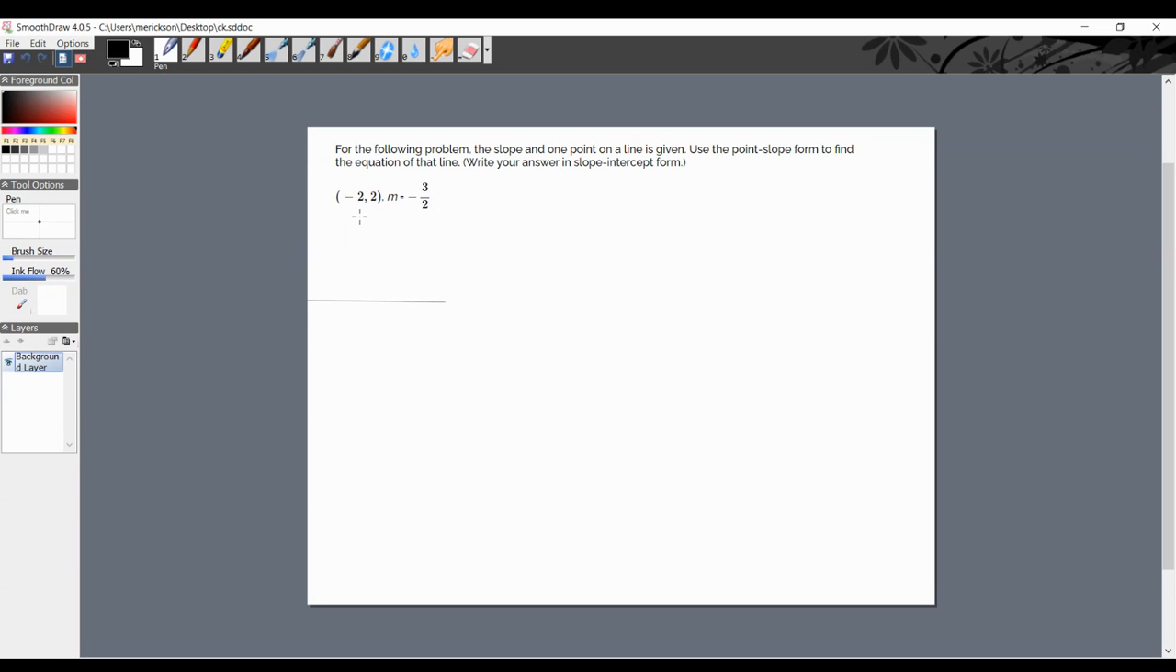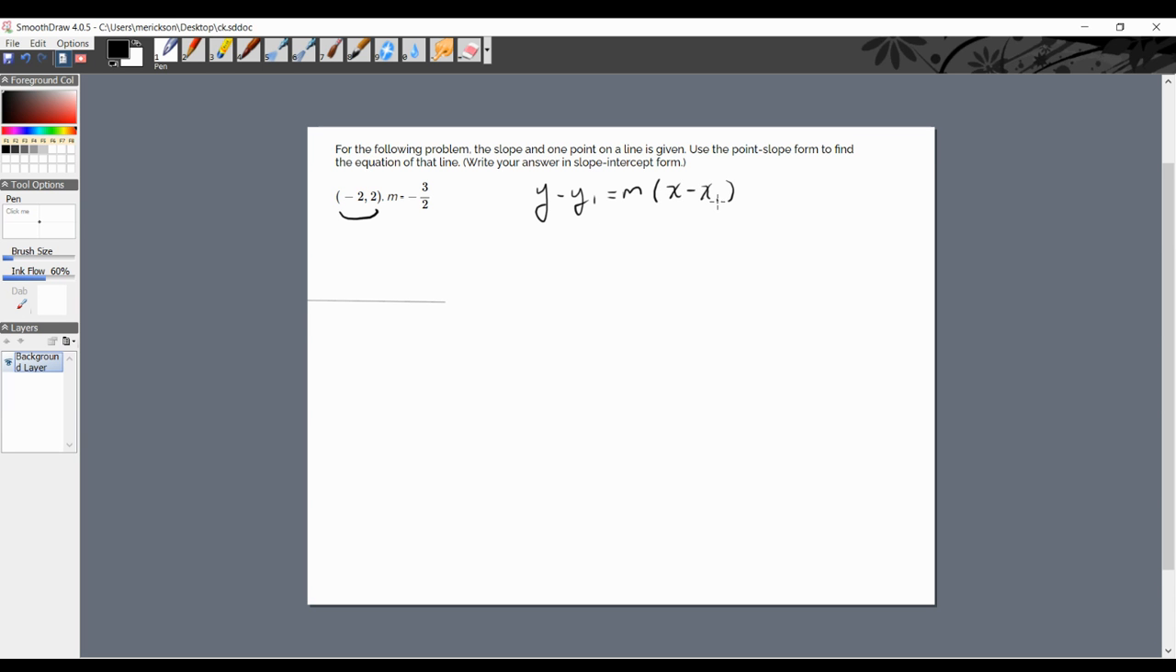Okay, we're going to write the equation for this line, and this line goes through a point. It goes through the point (-2, 2), and it has a slope of -3/2. And the point-slope formula is y minus y1 equals m times x minus x1.